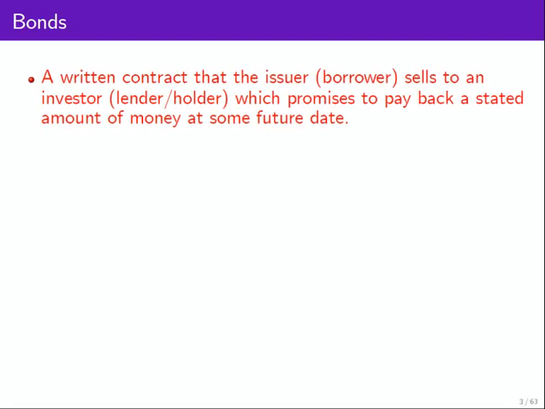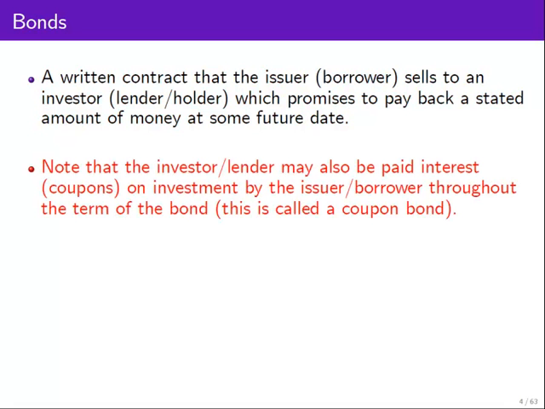Bonds are often used by corporations or governments when they need a large sum of money for a long period of time. A bond is a written contract that the issuer, so the government or the corporation, sells to an investor called the holder of the bond, which promises to pay back a stated amount of money at some future date. If the government or the corporation sells what's called a coupon bond, this means that they'll pay interest or coupons throughout the term of the investment to the investor.